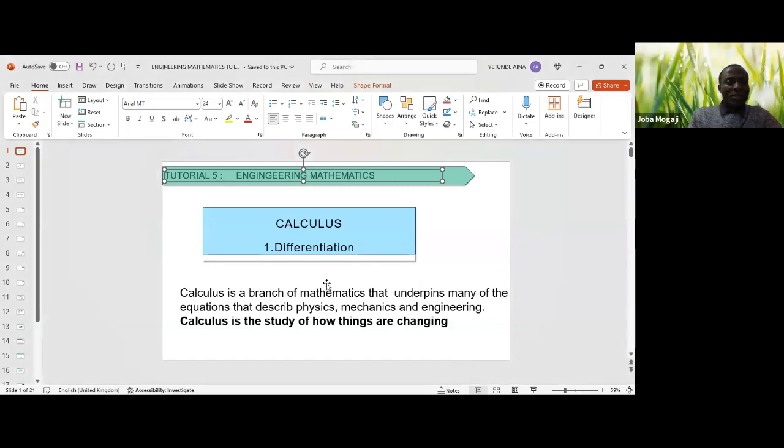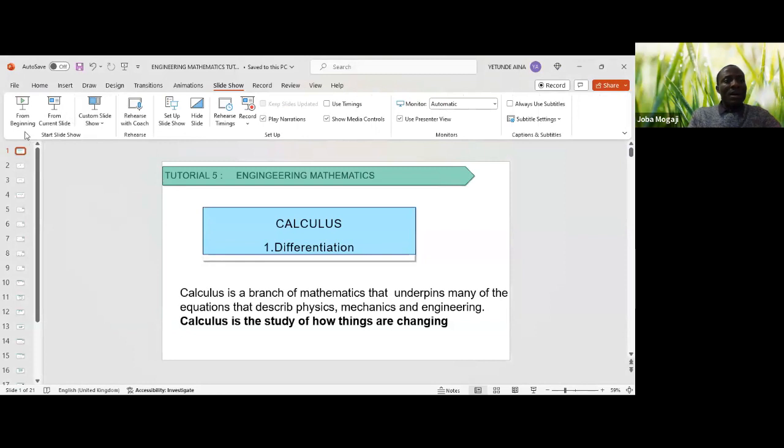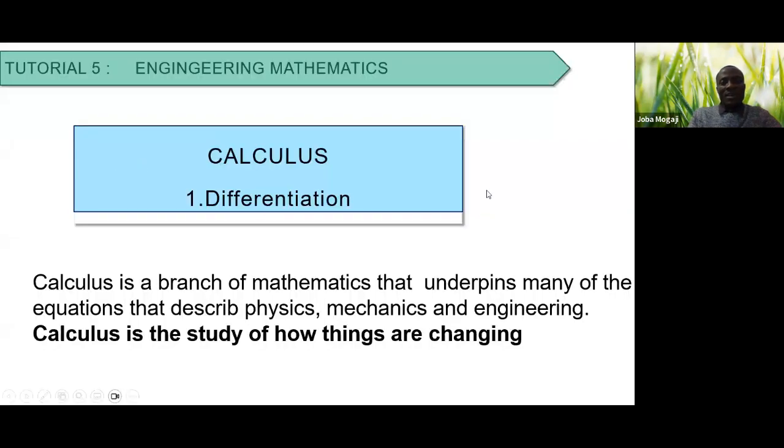This tutorial is marking the fifth tutorial of this Josiah Engineering Education. And today we'll be looking at engineering mathematics. So that is the section we'll be considering today, engineering mathematics. And the topic we are considering today is calculus.